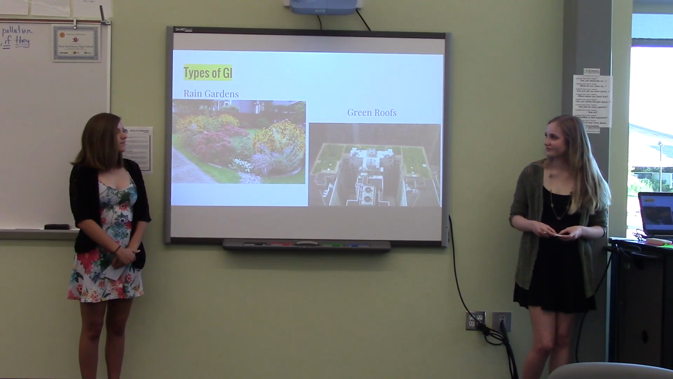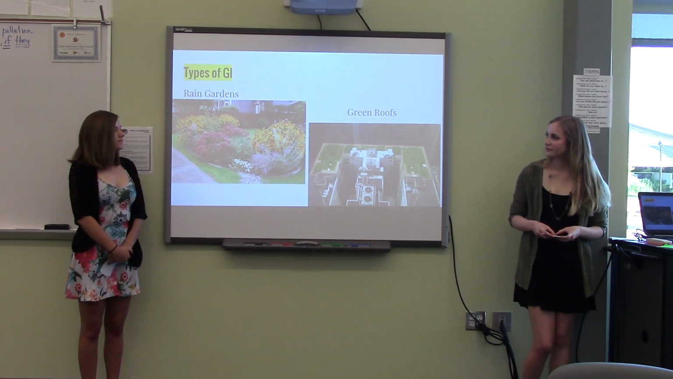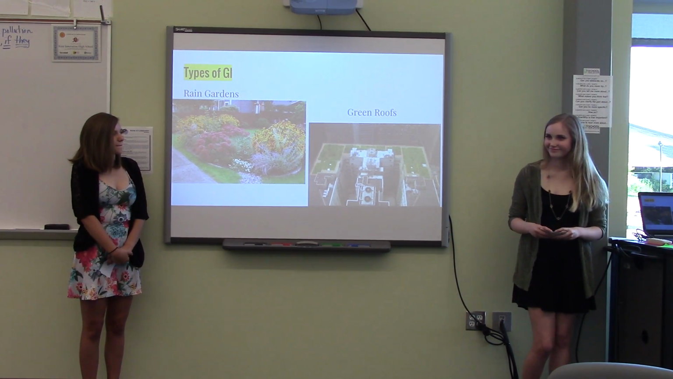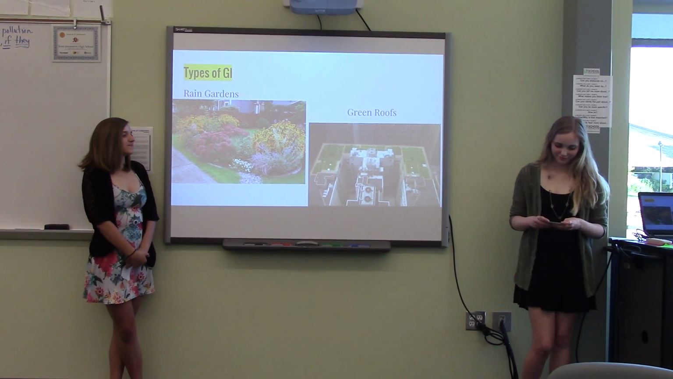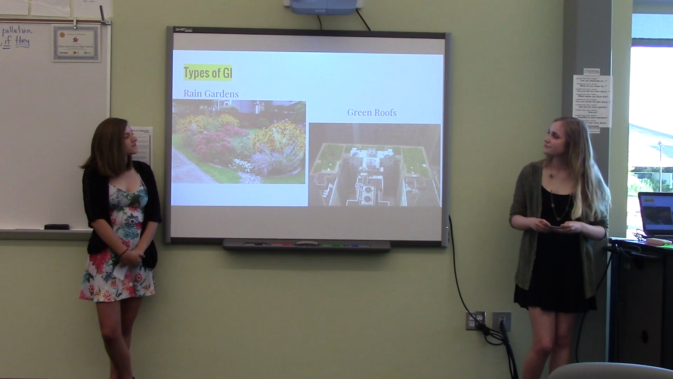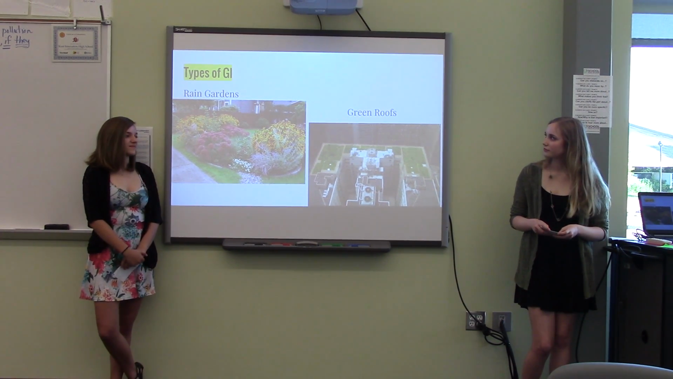Okay, so there are many different types of green infrastructures that can be built, but I'll only talk about 4 different ones today, starting with rain gardens, which you see on your left. Rain gardens are adaptable and can be incorporated in almost any unpaved surface. These gardens are shallow vegetated areas that collect and absorb runoff from rooftops, sidewalks, and streets.